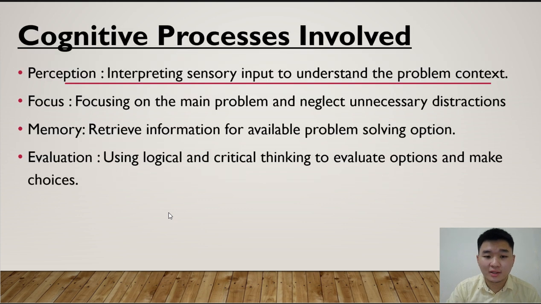Okay, I'm going to explain the cognitive processes involved. The first one is perception: interpreting sensory input to understand the problem context. This is the part where you receive information from your surroundings, and then you focus on what the problem is.